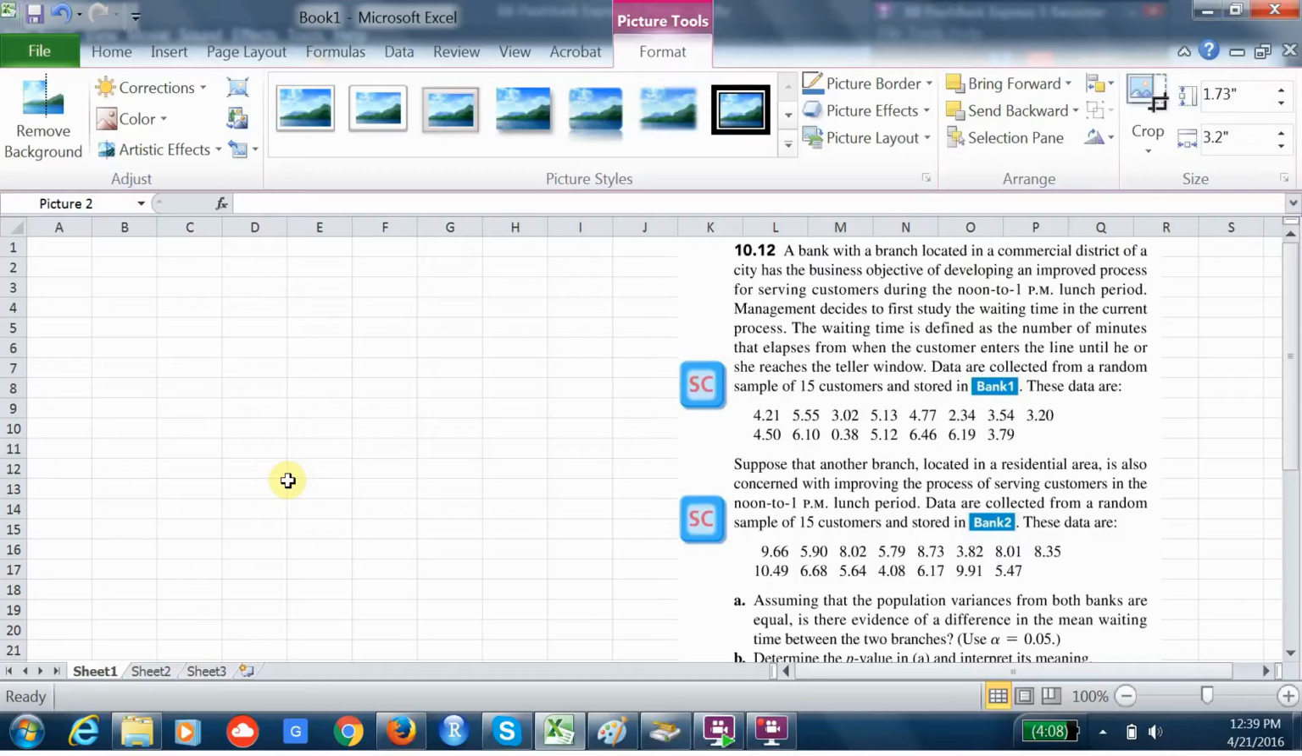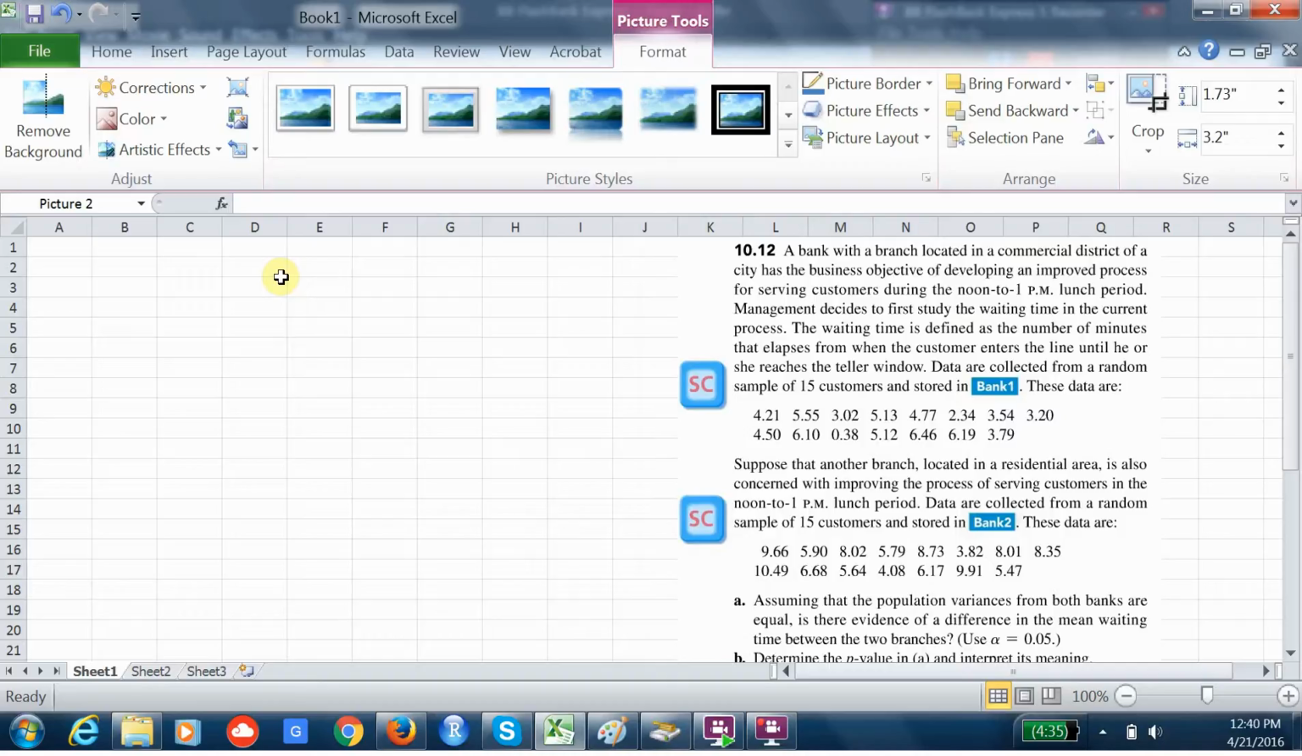a commercial district, and they want to improve their process for serving customers around the lunchtime period. First they decide to study the waiting time, because they have to know if they're improving, right? They have to know what it was originally. The waiting time is defined as the number of minutes that elapse from the time the customer enters the line until they're being served by a teller. They collect data on 15 individuals. It's a random sample.